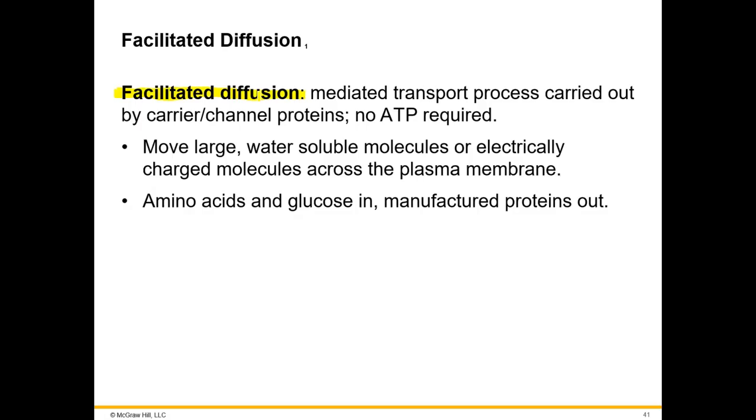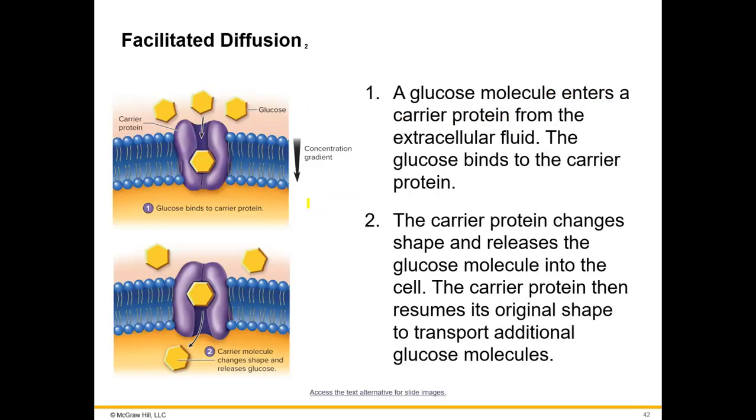So, facilitated diffusion is a transport process carried out by carrier and channel proteins, but there is no requirement of ATP. The substances that pass the membrane this way are going to be large, water-soluble molecules, or they're going to be charged. They're going to be ions. Amino acids will move this way across the membrane. Glucose will move this way across the membrane. Sodium ions or any ions.